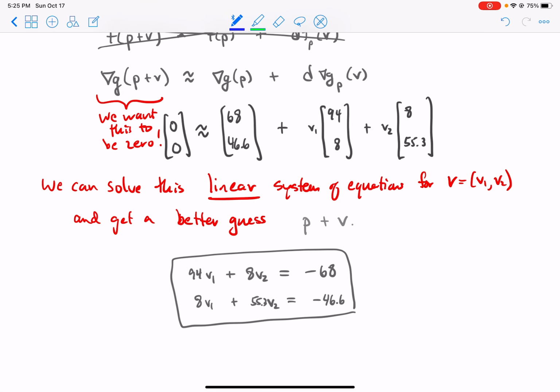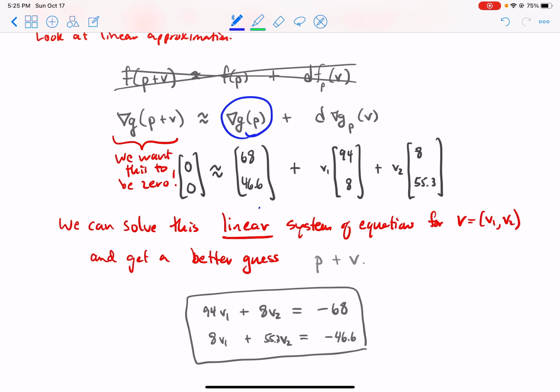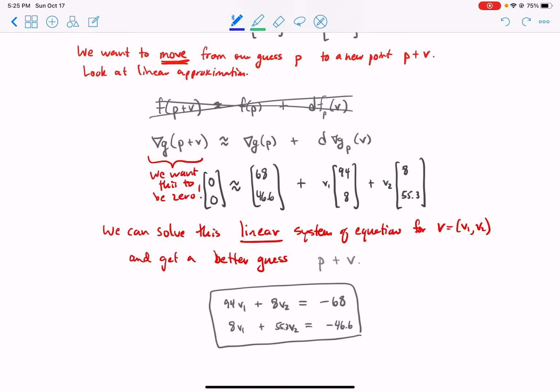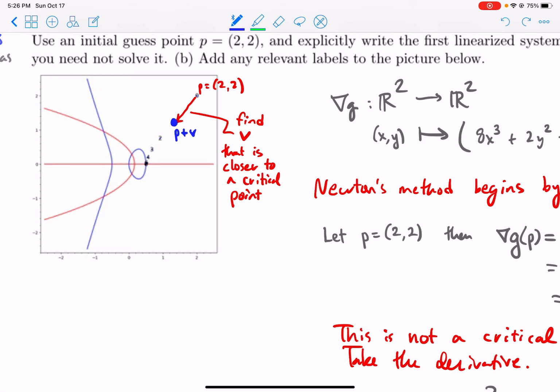Well, we wanted the gradient to be 0. So we just looked at this linearization formula. We wanted the gradient to be 0. We guessed, and it wasn't 0, it was this. And so we're just going to move in order to make it 0. And it won't exactly work because this formula is only a linear approximation. But this is the idea. And then we just repeat. Now our new guess is P plus V, and we repeat. And we would find another step. And we'd step again, and we'd just keep repeating this process and eventually get to this critical point right there, it looks like. And so this is Newton's method.